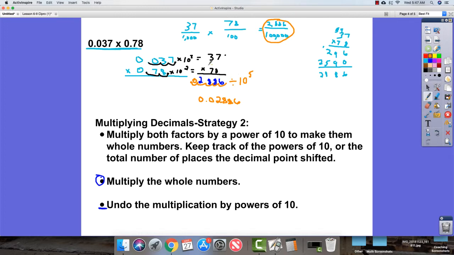So whether you decide to move the decimal point or make the problem into fractions like I did up here, it doesn't matter. It's the same thing, just written as a fraction and as a decimal.